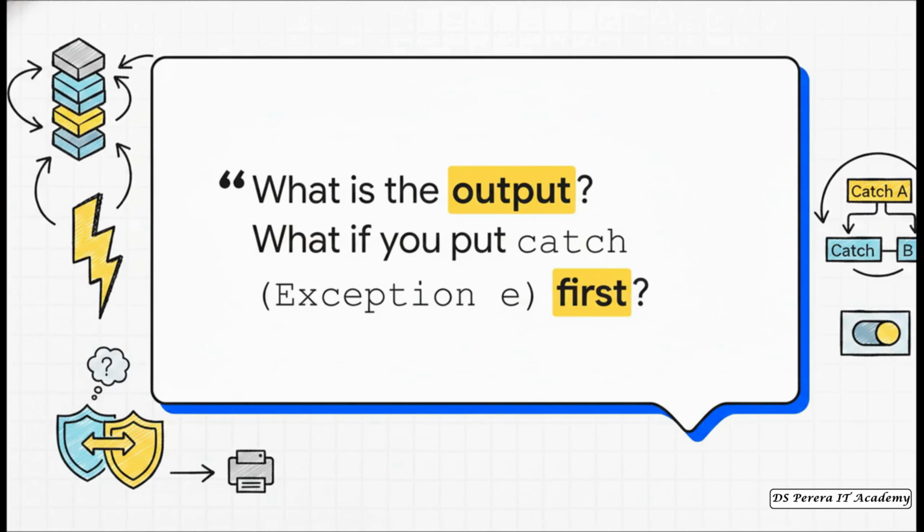Perfect. Let's step it up a notch with a slightly more complex example. This one uses multiple catch blocks and a totally different kind of exception. So we've got two questions to answer here. First, what's the output? And second, what would happen if we messed with the order of those catch blocks?